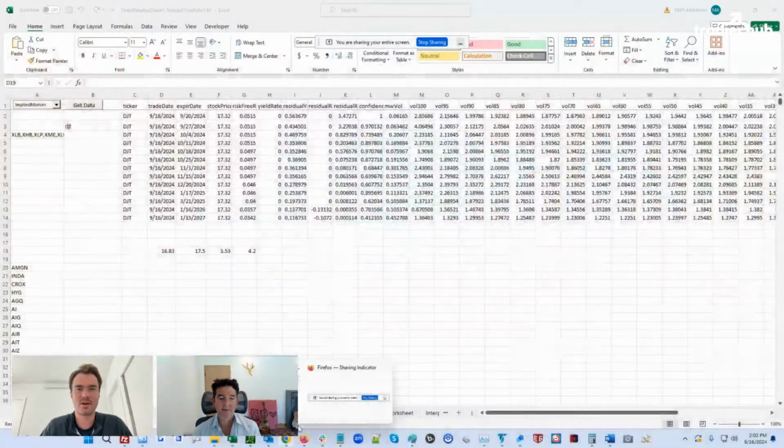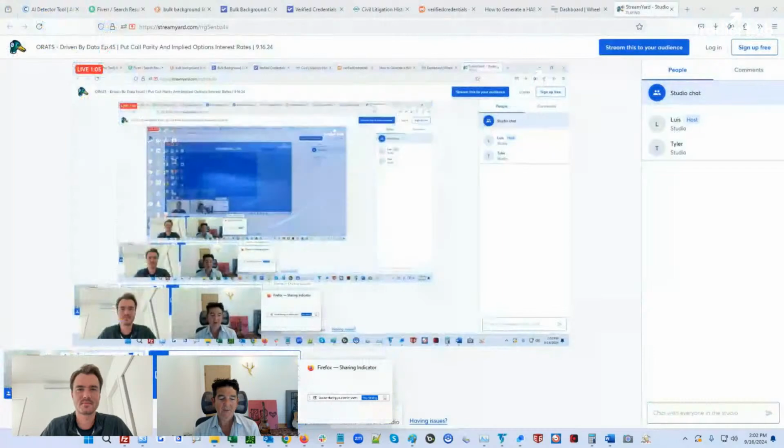Today on the show, we're going to talk about put call parity, interest rates, and many more of the inputs ORATS uses in our put call parity calculation. Matt, do you want to share your screen and get us started by going over our current positions? Absolutely.